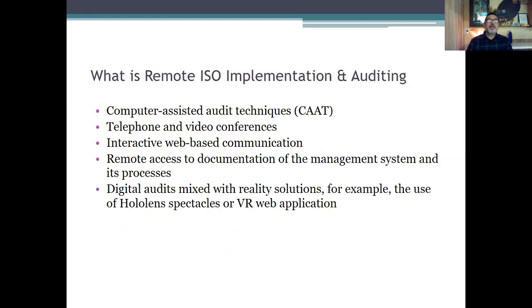What is a remote ISO implementation and auditing? A remote management system implementation and audit, also known as e-implementation and audit, is exactly the same as the implementation and audit, but using the electronic means to remotely deliver training, guidance, consultancy, and obtain audit evidence and evaluate it objectively in order to determine the extent of conformity to the audit criteria.